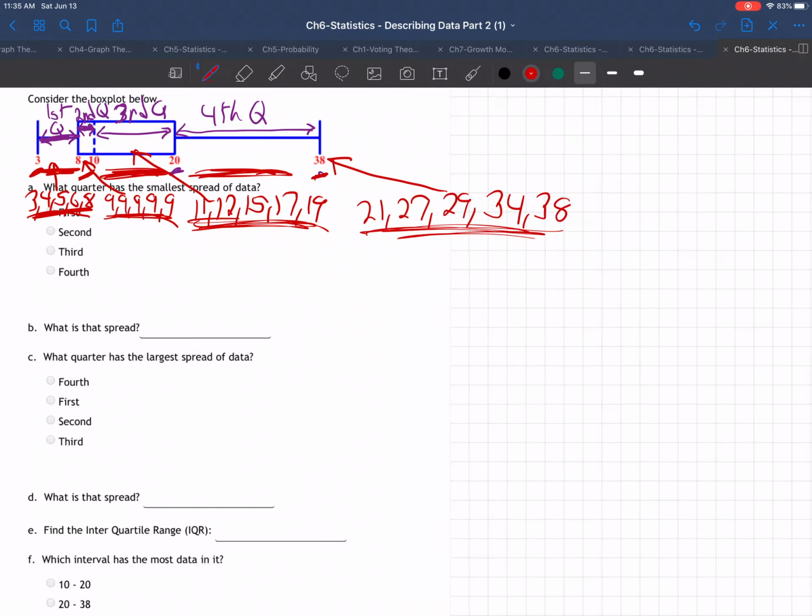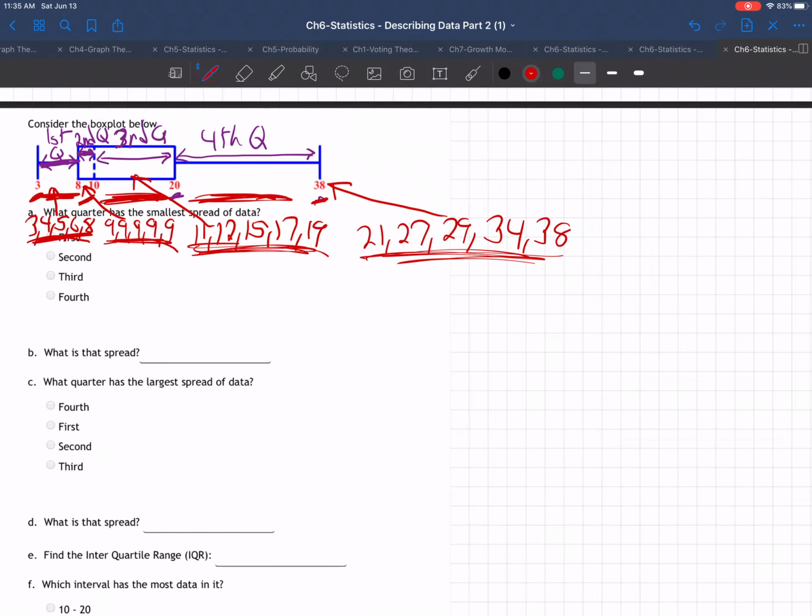What quarter has the smallest spread of data? If you can read that there. What quarter has the smallest spread of data? So what do they mean by that? Well, the small spread is this second quarter right here, right? It only goes from 8 to 10. That's a very small spread. And what is that spread? Well, it goes from 8 to 10, so it's 10 minus 8. It's only a spread of 2.